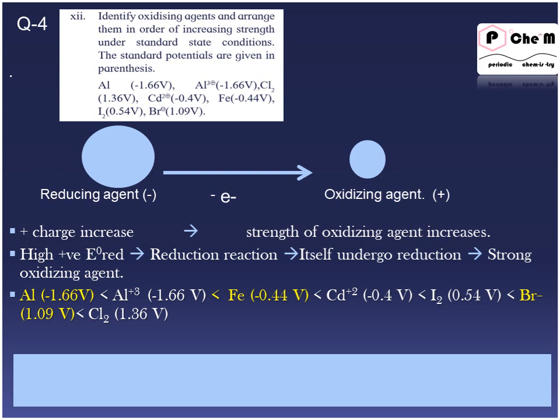So from this example, it is clear how we can determine the reducing and oxidizing agent when the element has no charge or is neutral. Hence, the correct answer will be Al plus 3 as the smallest strength oxidizing agent and Cl2 having the highest oxidizing agent strength. The other terms got eliminated. Let's see another example and make this concept more clear.